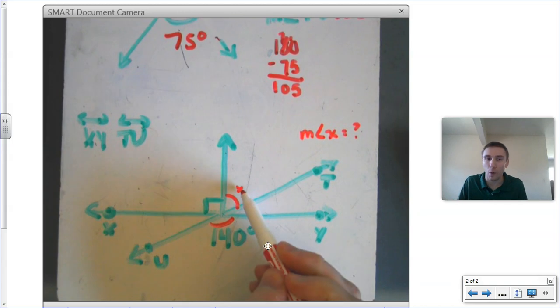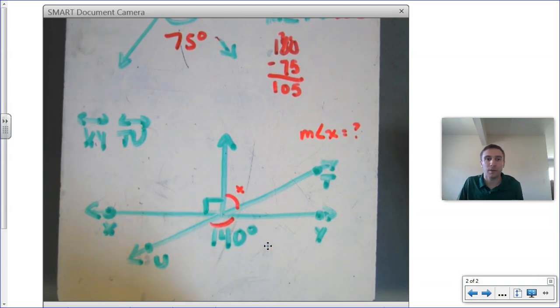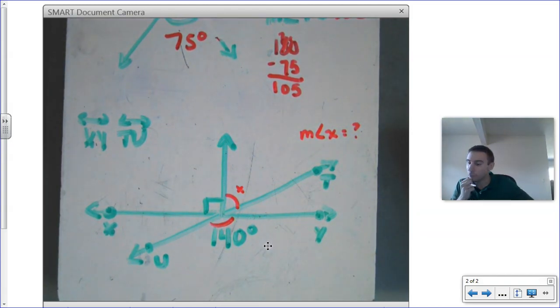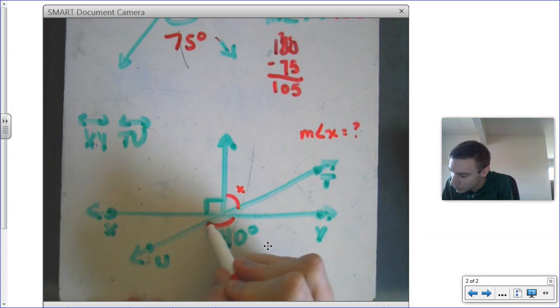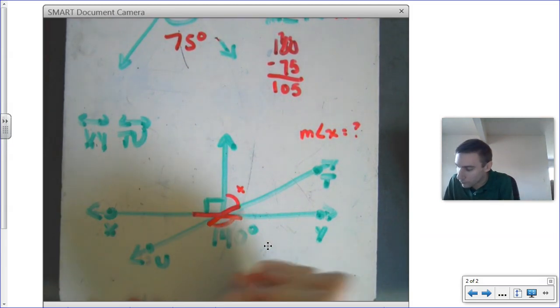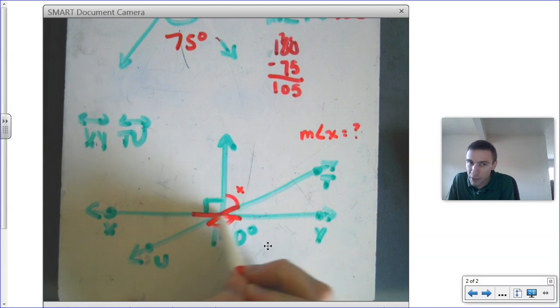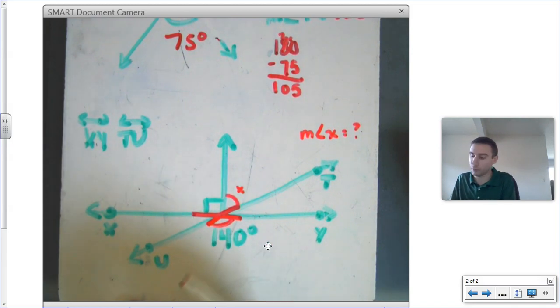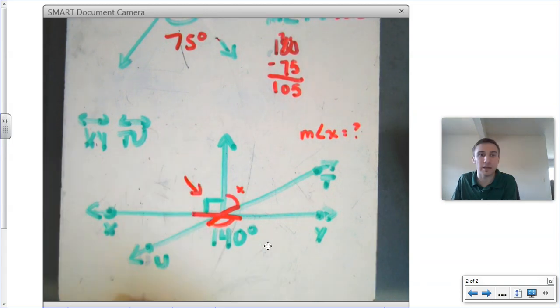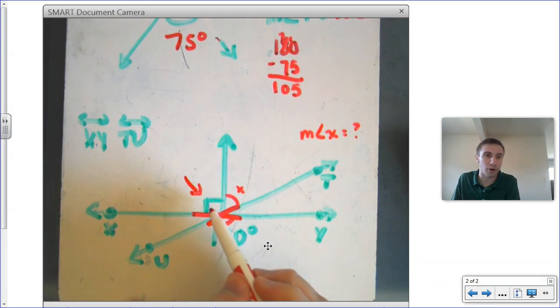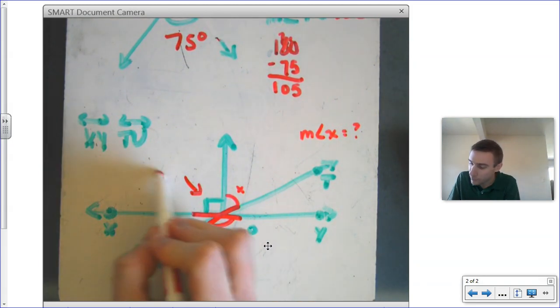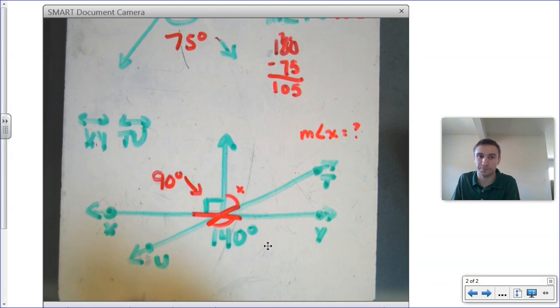Can I figure out what angle X is? And I'm going to say, well, there's a vertical angle here. And that vertical angle is right here on these lines. So I know that the whole thing right here is 140 degrees. However, the vertical angle up here is being split into two angles. So we can see that there's two angles here. There's angle X, and then there's this very convenient symbol. This symbol is our right angle symbol. So that is going to be 90 degrees for us.